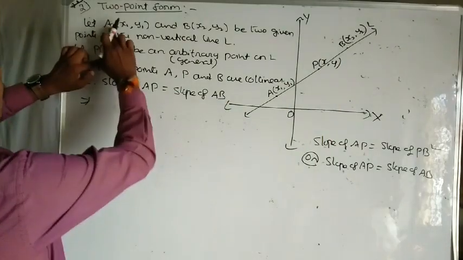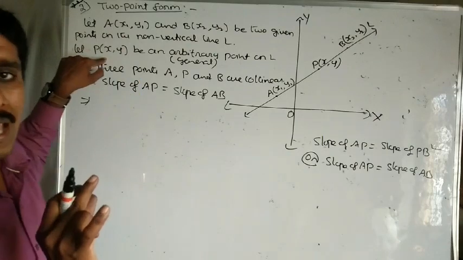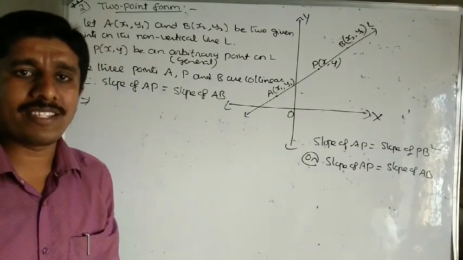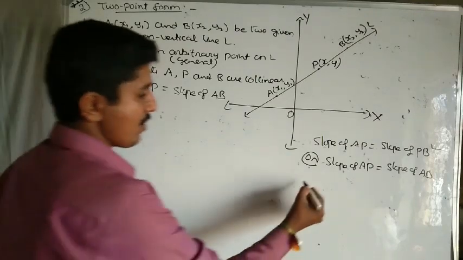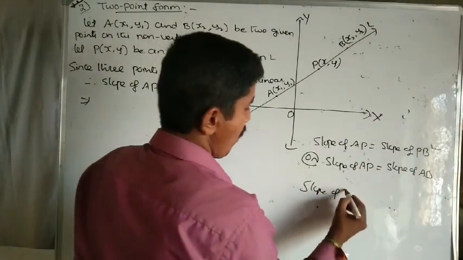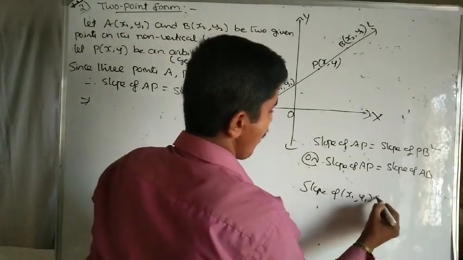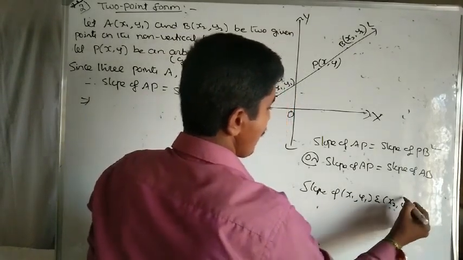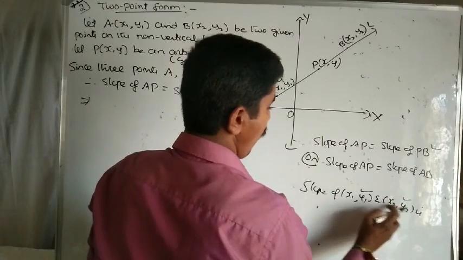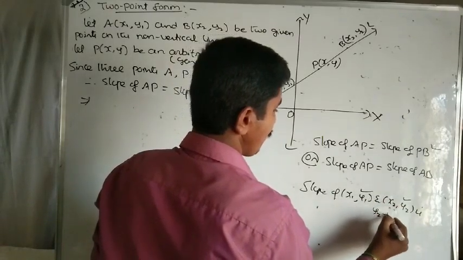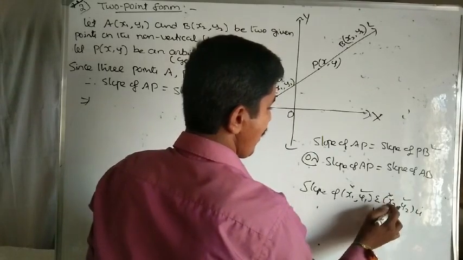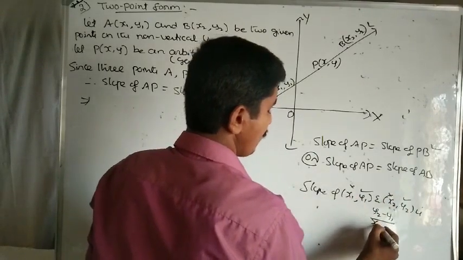Slope of AP, A point, P point. The slope of the line passing through 2 points means the difference of the y coordinates divided by the difference of the x coordinates. The slope of the line through x1 comma y1 and x2 comma y2 is given by the difference of the y coordinates, y2 minus y1, divided by the difference of the x coordinates, x2 minus x1.